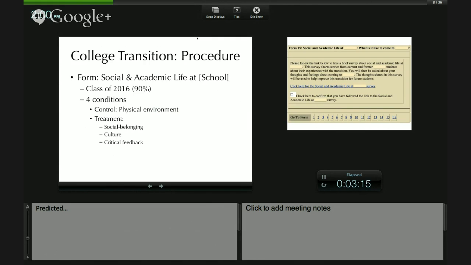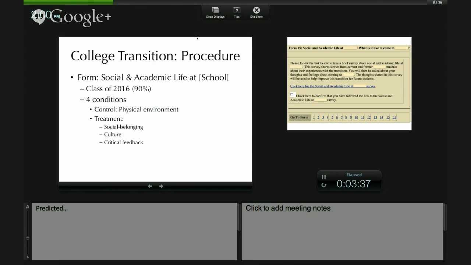And so what it was is, in the transition to college, students have to fill out a number of different forms: health forms, write a letter to your future roommate, upload a photo for your student ID, and right after upload a photo for your student ID was our form, Form 15, which was clearly marked as optional, but was about social and academic life at the institution.